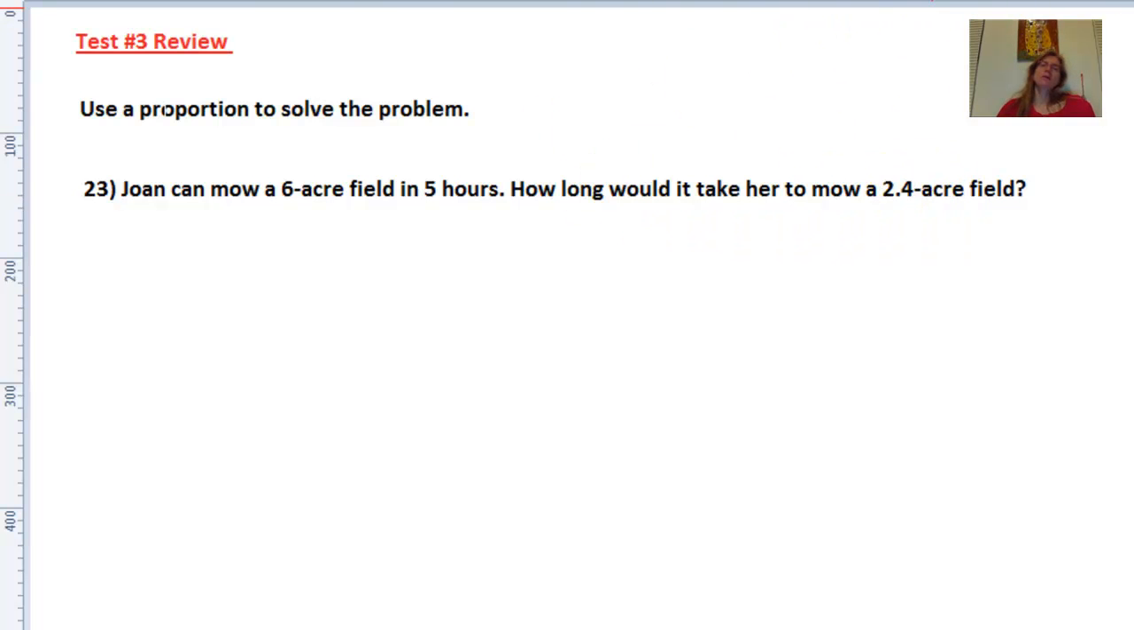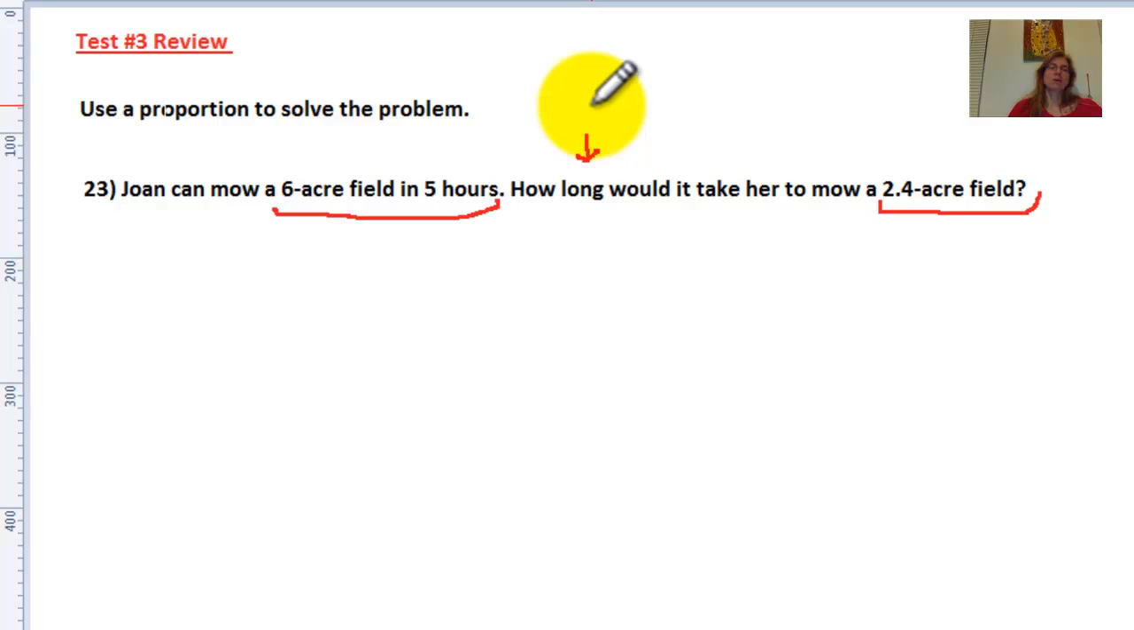So once again, when you're asked to set up a proportion, you need to look at rates. Are there rates in the problem? And right here is a rate. Joan can mow a 6-acre field in 5 hours. That's like saying you can drive the lawnmower 6 acres in 5 hours. So it's a rate, like a rate of speed. And this is the other piece of data that's given to us. There's a 2.4-acre field. So how long? And this is really saying how many hours.